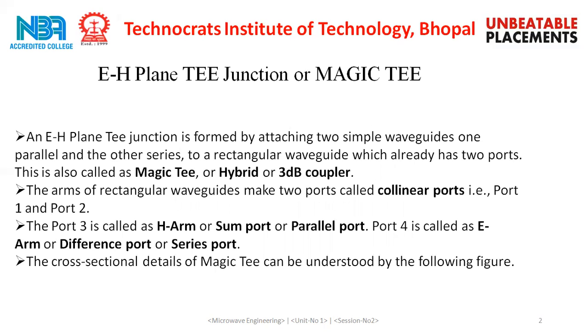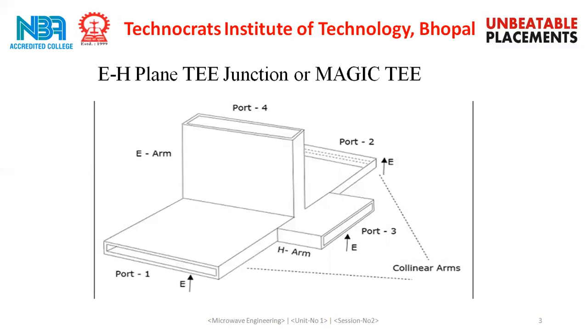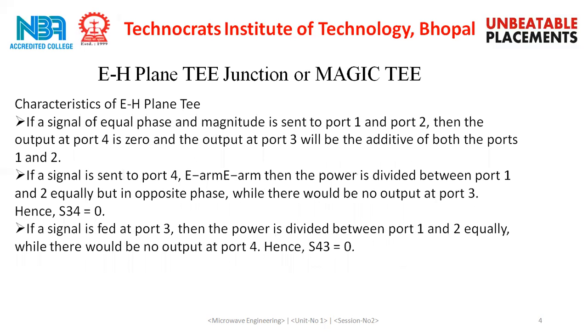The cross-sectional details of a magic T can be understood from the following diagram. This is a diagram which I want to show you. You can visualize this magic T. What exactly is it? It is a magic T. It is an EH plane T. So now I'm going to discuss the characteristics of this magic T.